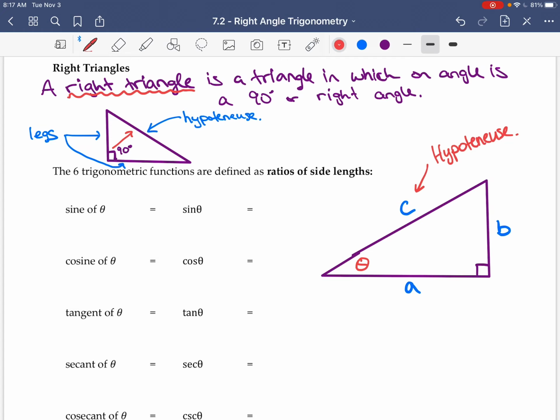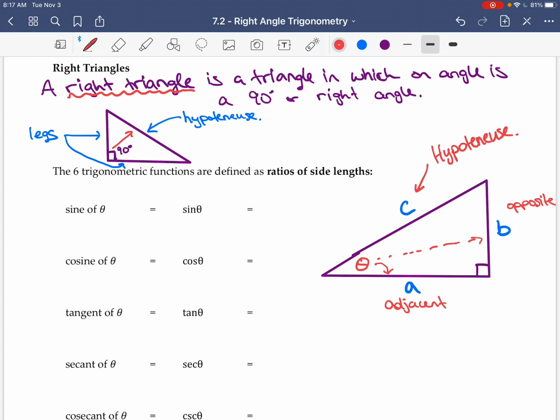But we also call them something in terms of theta. A is the adjacent side because it's right next to theta. And the one across from theta, that's the opposite side. And this is what we use to define the trig functions.